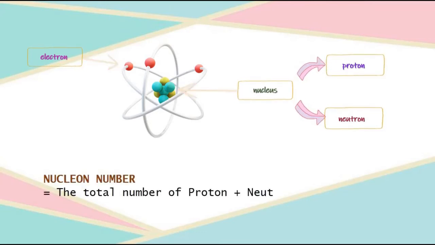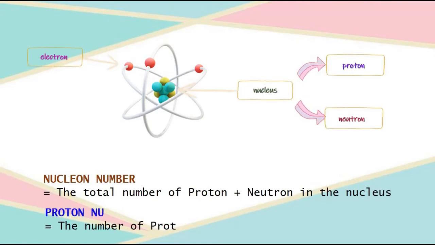Nucleon number: the total number of protons and neutrons in an atomic nucleus. And proton number can be defined as the number of protons in an atomic nucleus.